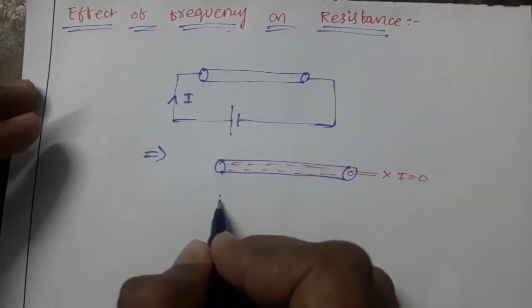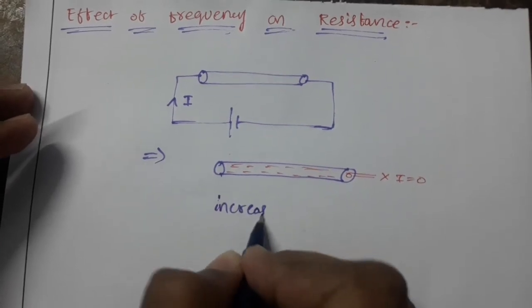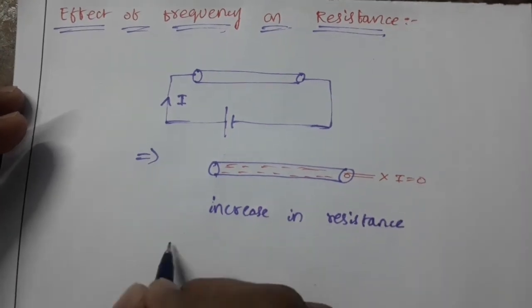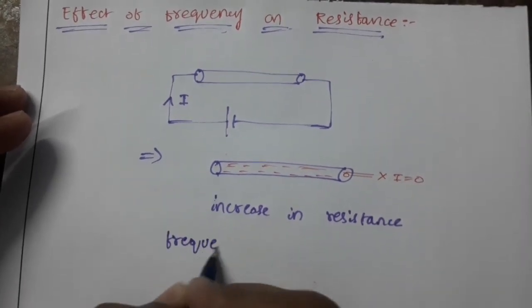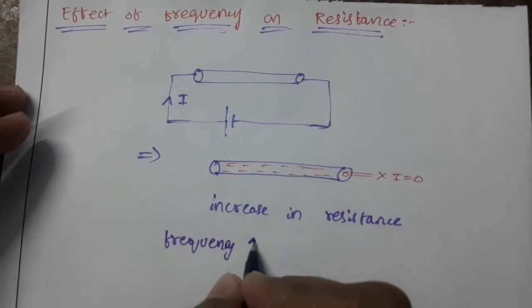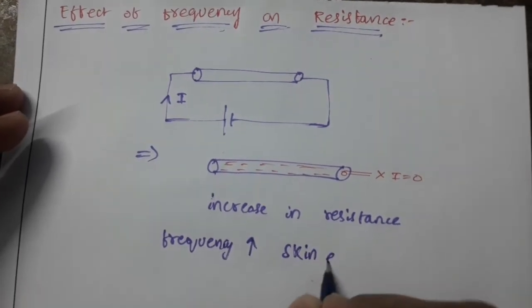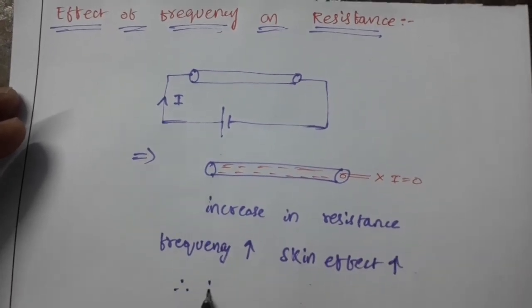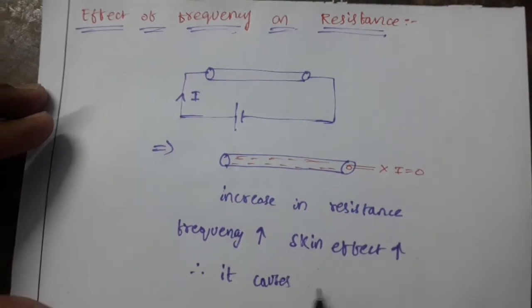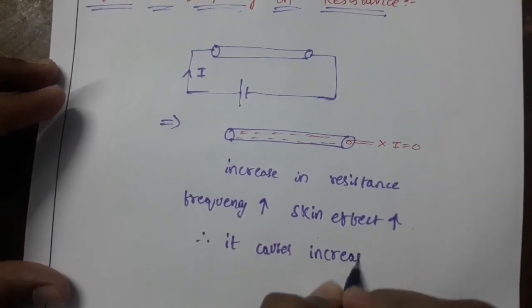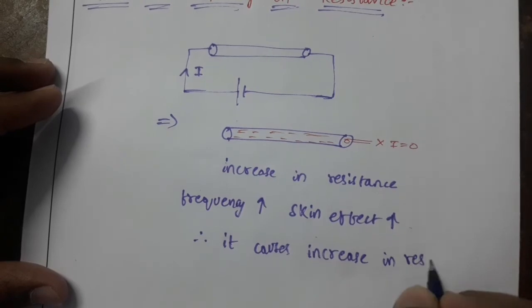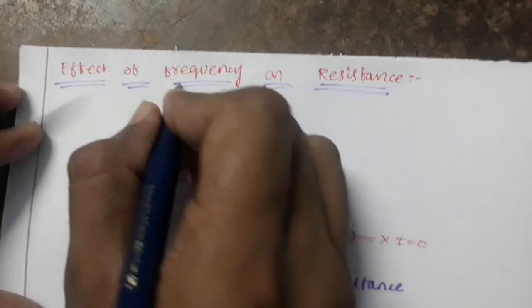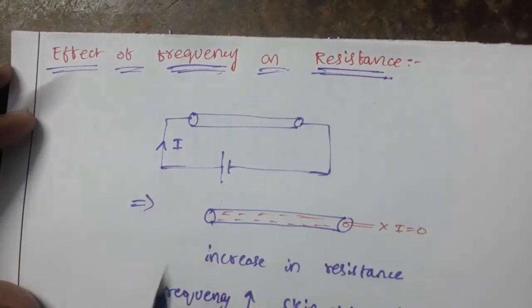This causes an increase in resistance. Whenever the frequency increases, skin effect increases, therefore it causes an increase in resistance. So frequency affects the resistance due to the skin effect.